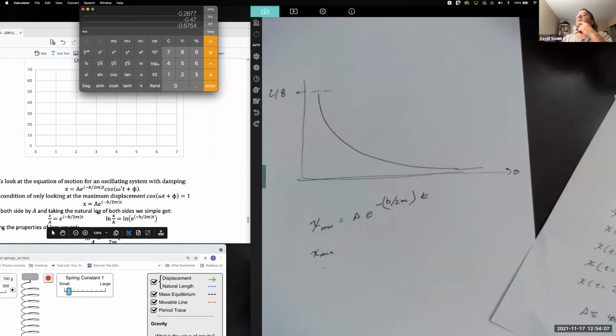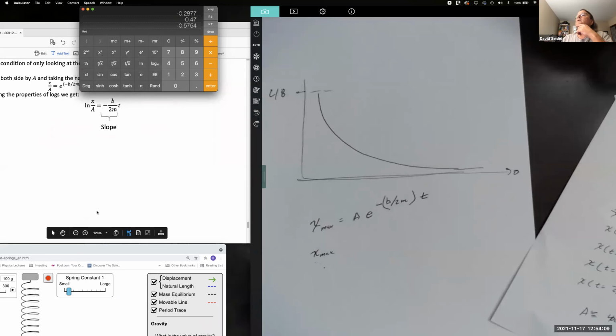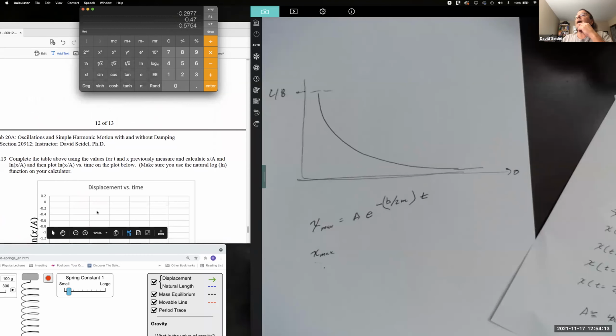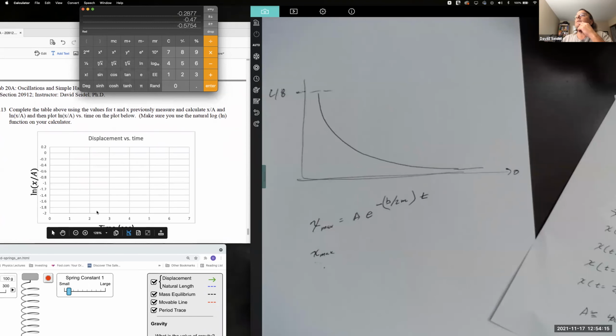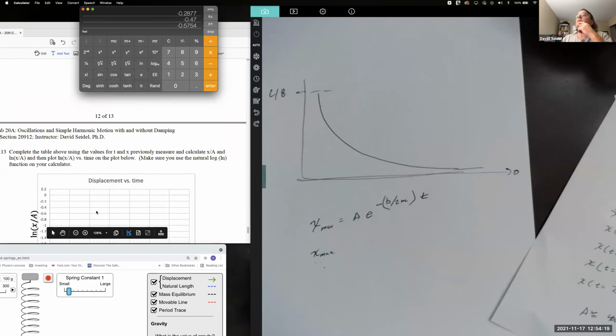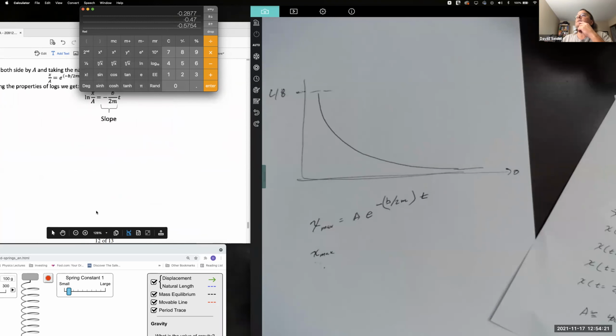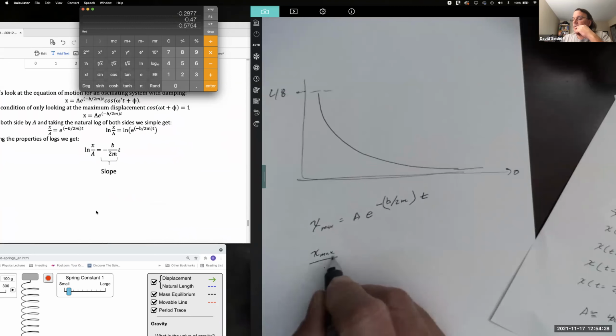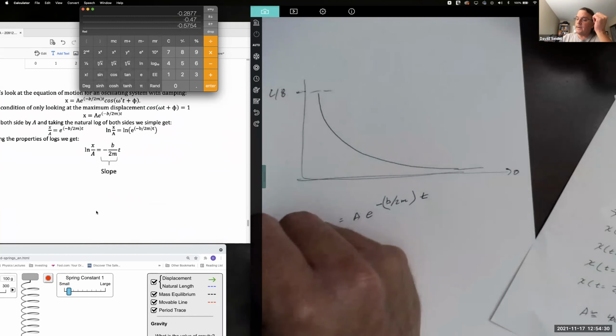This is one of your more difficult ones in terms of understanding what you're doing for the purposes of the lab. Okay, that was our X max at each cycle. So each cycle.